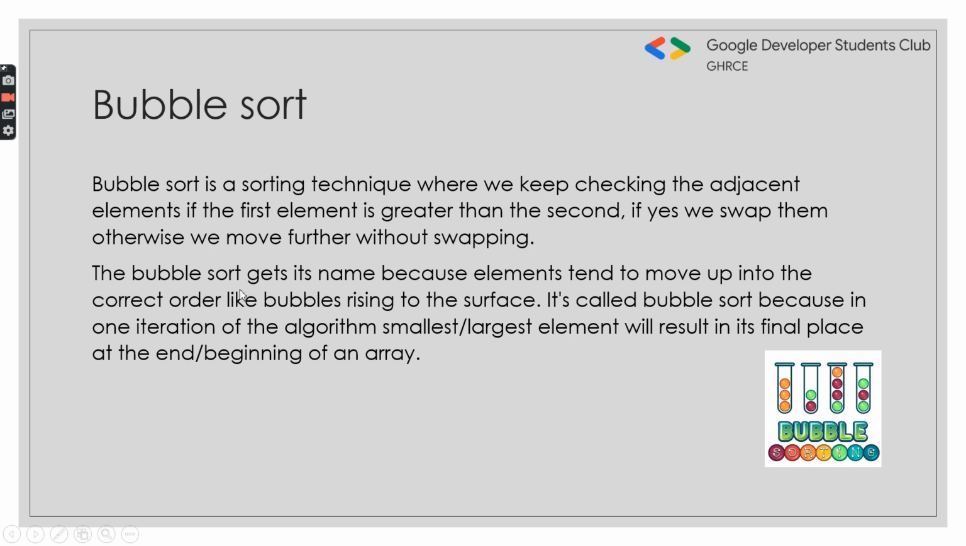So there is a fact why bubble sort is called bubble sort. There is a reason behind it, and that reason is that bubble sort gets its name because elements tend to move up into the correct order like bubbles rising to the surface.